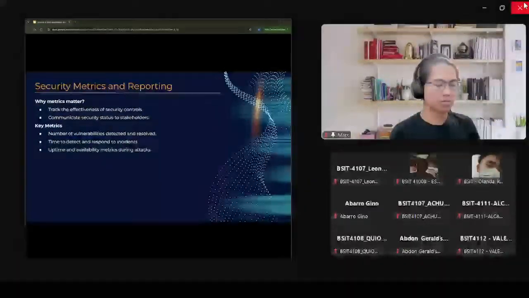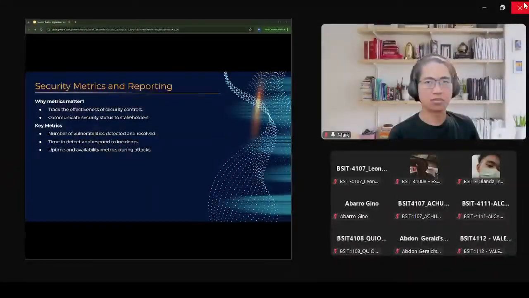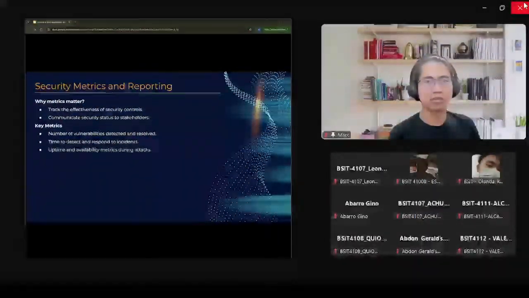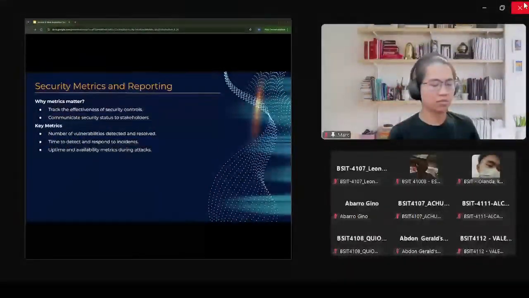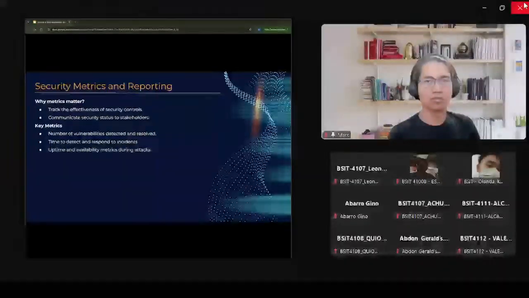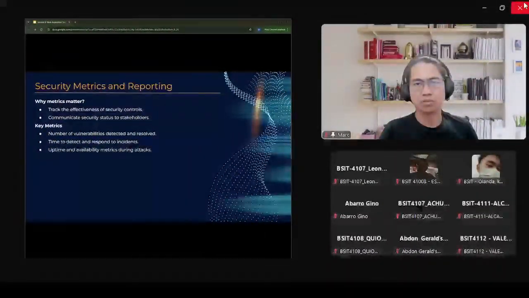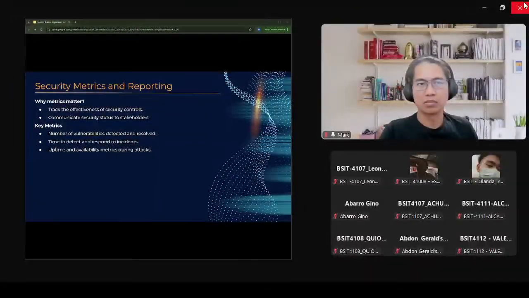The next metric is uptime and availability during attacks. These metrics assess how well systems maintain availability during events like DDoS attacks. High uptime during attacks demonstrates the resilience of your infrastructure. Tools like Content Delivery Networks, CDNs, or DDoS mitigation services can help maintain performance under pressure.